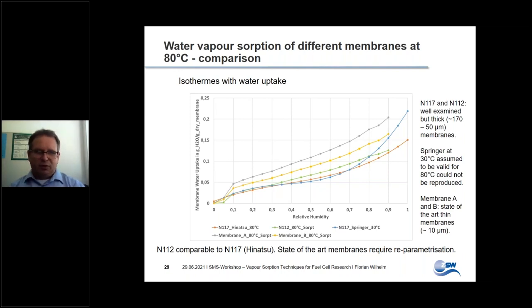Just a few differences between the materials. The N117 and N112 are quite thick, so 170 micrometers of thickness for the 117 roughly, and 50 micrometers for the N112. Membrane A and B, as mentioned, are state-of-the-art and thin, so around 10 micrometers of thickness.